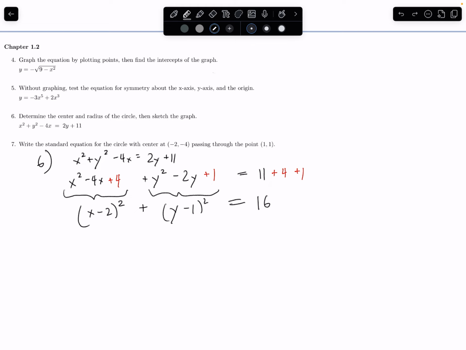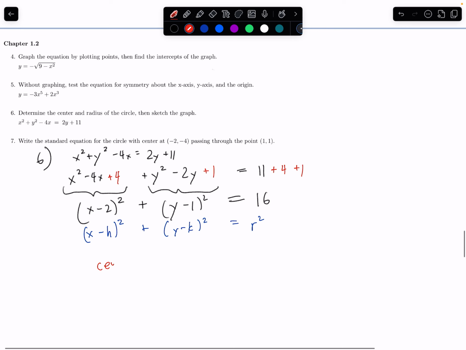Okay, so now we have to determine the center and radius. Center and radius are actually easy. I don't know if you guys remember this, but there's a standard form, which is (x − h)² + (y − k)² = r². Where h is the x value for the center, k is the y value for the center, and r is the radius, right? So that means our center is already set up, easy to see. It's (2, 1).